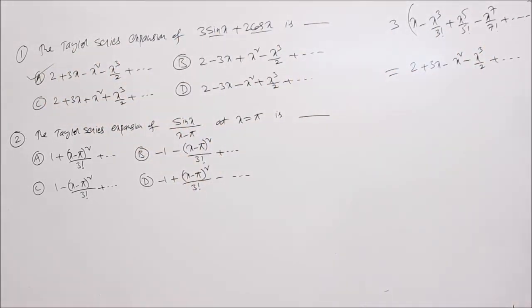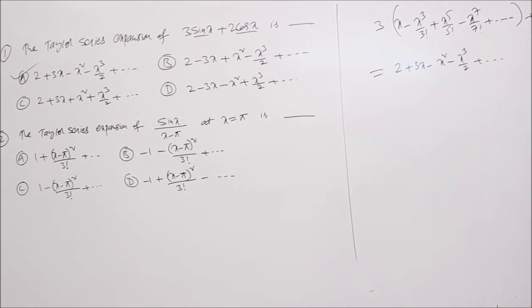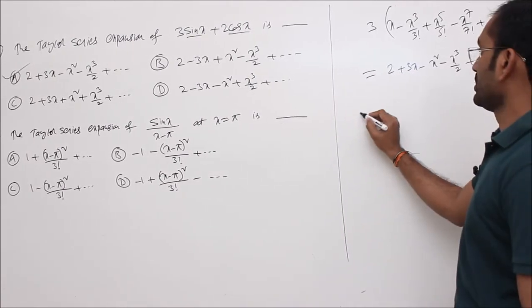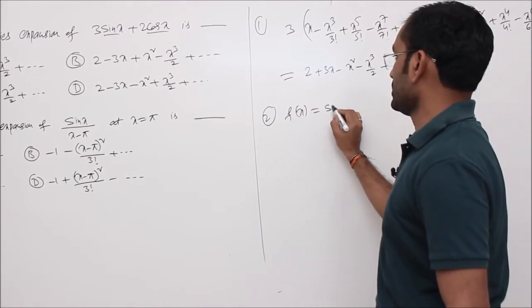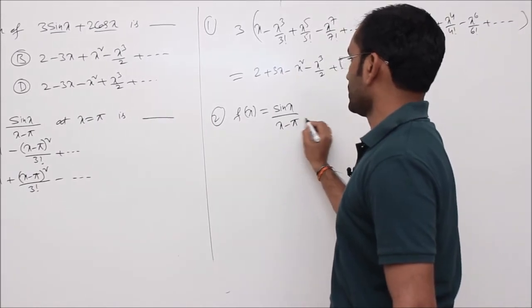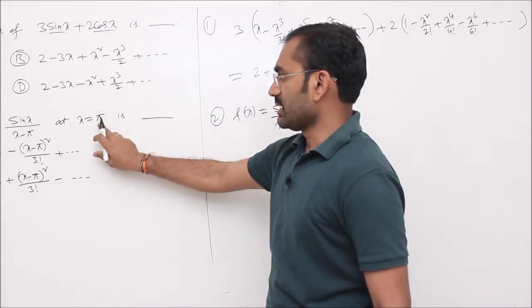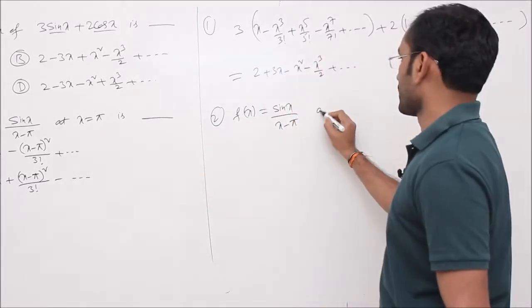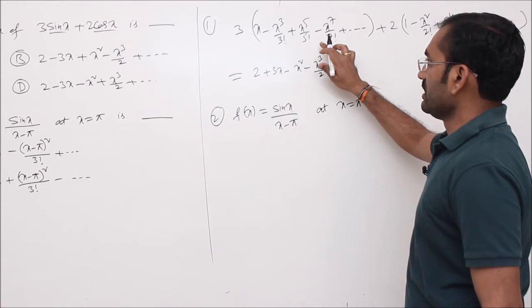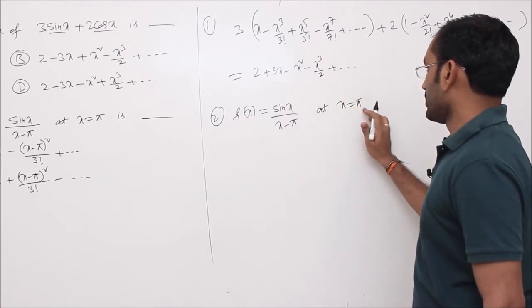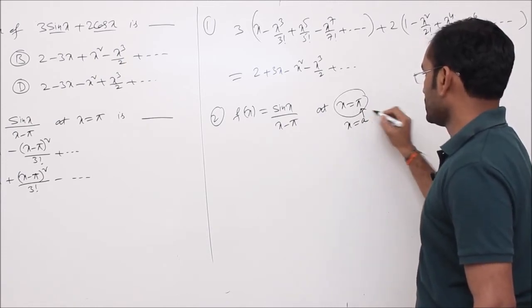Now the second question: the Taylor series expansion of sin x by x minus pi at the point x is equal to pi. Here the given function is f of x is equal to sin x by x minus pi, at pi. Here the point a is pi, a number that is not 0. If it were 0, we would go for powers of x. So here the value of a is pi.